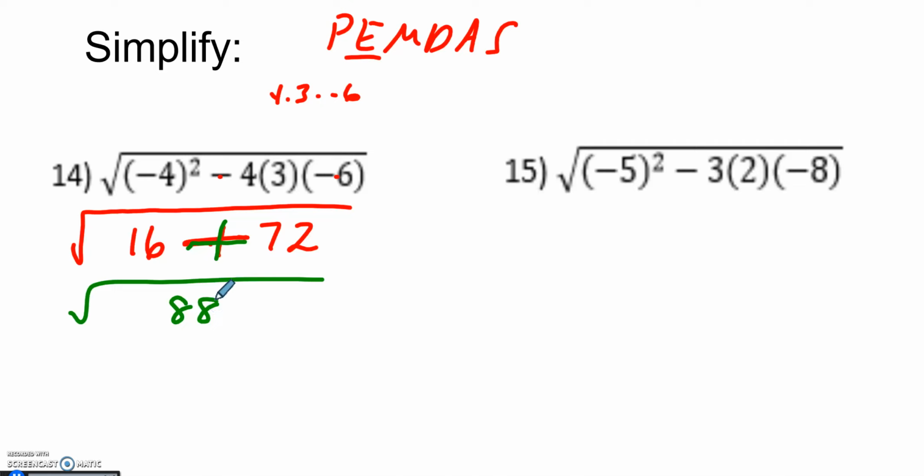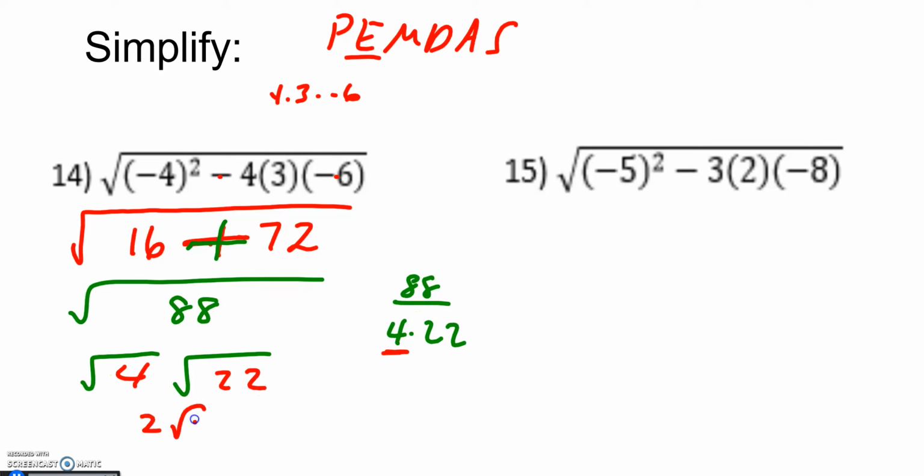And now this skill works with what we were just working on. So I can take root 88 and I can split that into perfect square and not. If I think about 88, I know 4 times 22 is 88, and 4 is a perfect square. If I look at 22, I don't think there's anything else I can take out of that. So I'd have 4 times 22. So my answer would be 2 root 22 for number 14.